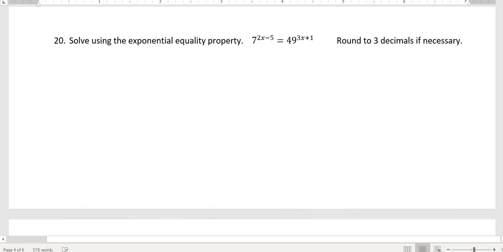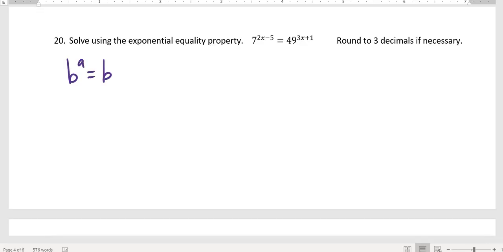Number 20, solve using the exponential equality property. In other words, you want to have the same base. So we know that if you have the same base, then the exponents are equal, right? You have to have the same base. We don't have the same base, do we? This has a base of 7, this has a base of 49. It does not work. I need the same base.